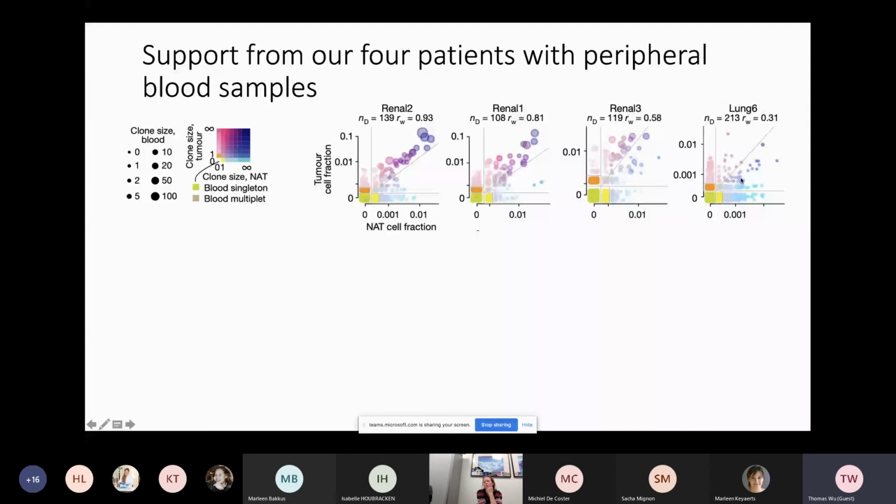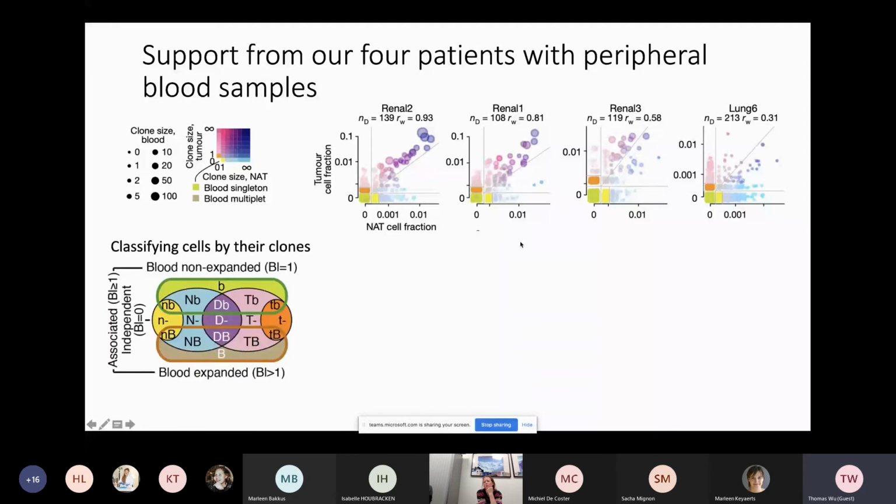So to quantify this further, we used an expanded Venn diagram. This is the same Venn diagram we saw before, but now we're going to add two more categories. This green oval to indicate that they were not expanded in blood, and this brown oval to indicate they were expanded in blood. And then, of course, this part between the ovals meant they didn't appear in blood at all. So we're going to use these color codes and these diagrams.